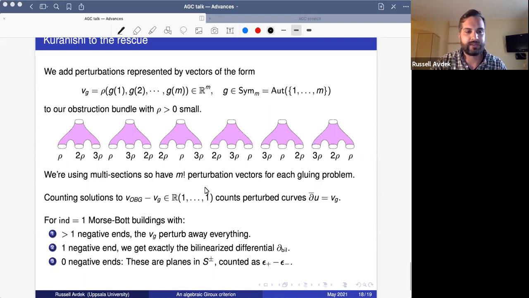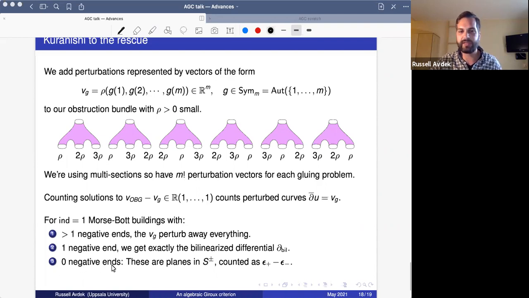And so the end result is that when we count our index 1 holomorphic Morse-Bott buildings with perturbations, these perturbation vectors just kill off everything with more than one negative end. So there are no holomorphic curves to count with more than one negative end after gluing. When we have exactly one negative end after gluing, we get exactly the bilinearized contact homology differential. That just comes from the arithmetic of this vector problem.